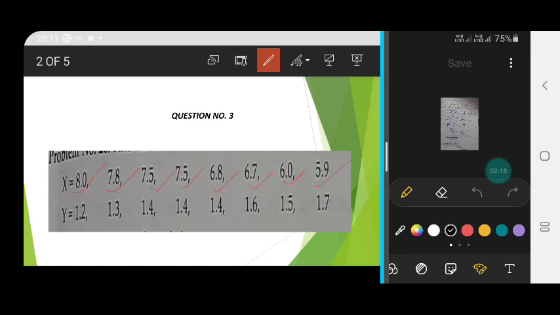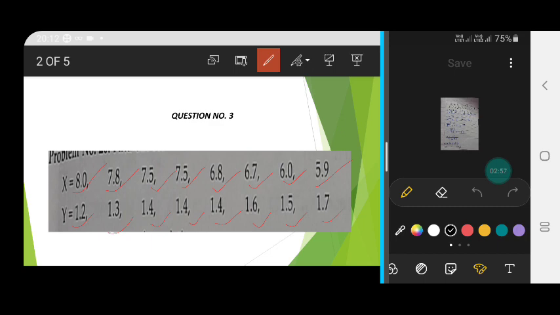Then in Y series again we have been given some items. Let's count them. 1, 2, 3, 4, 5, 6, 7, 8. So we have been given 8 items in the Y series as well. Let's see what they are. First one is 1.2, second one is 1.3, third one is 1.4, fourth one is again 1.4, fifth one is again 1.4, sixth one is 1.6, seventh one is 1.5, and eighth one is 1.7. So we have been given 8 items in Y series as well. So in both the series, n is going to be equal to 8.